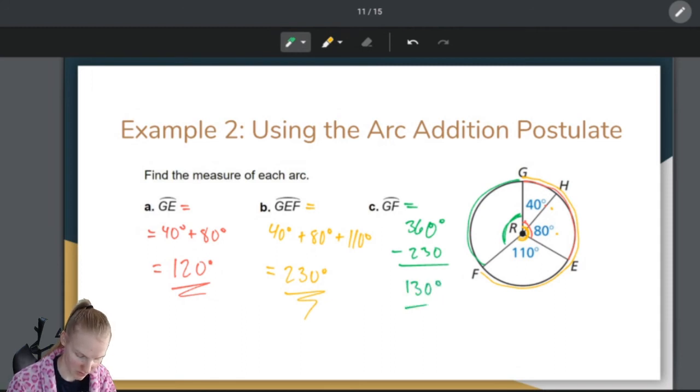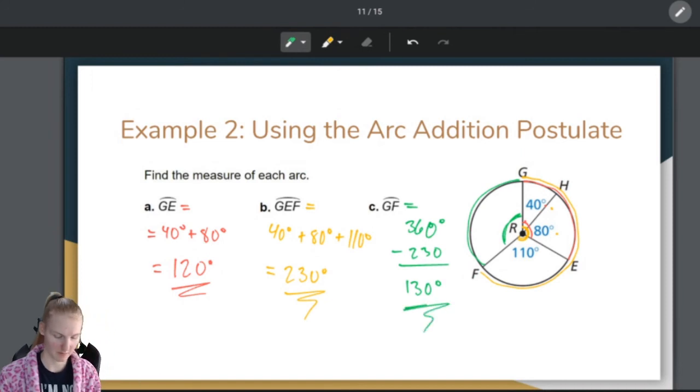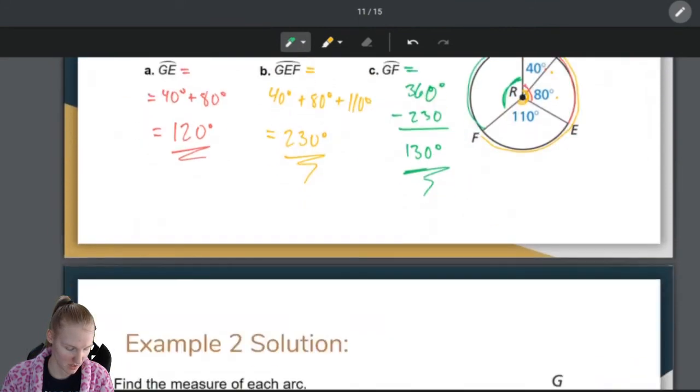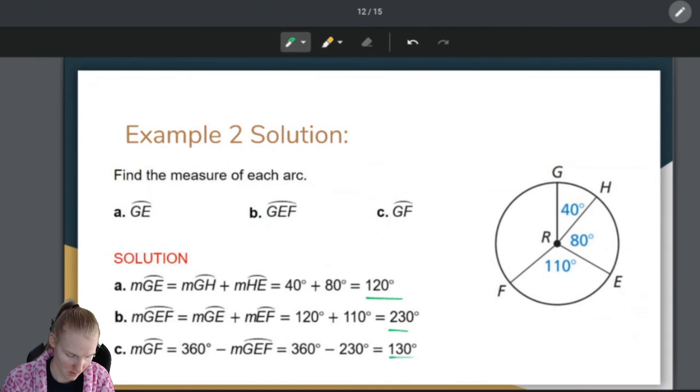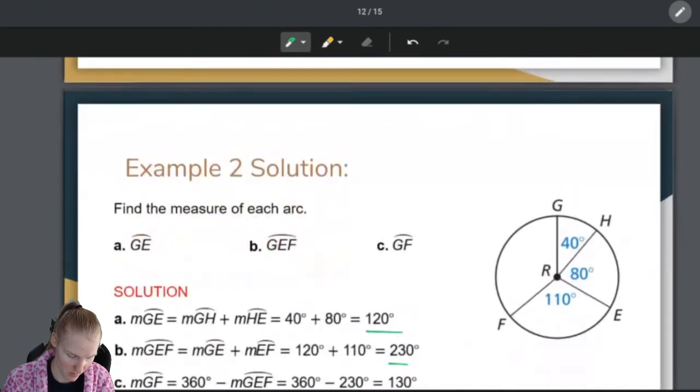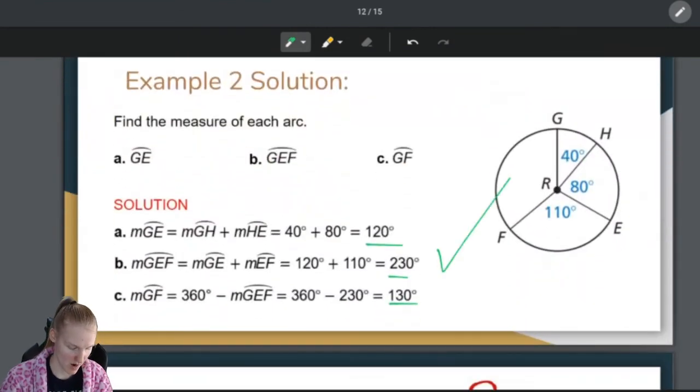Let's stay consistent. We were doing underlining. We should keep underlining. Alrighty. And there you have it. Adding up little chunks to find the total chunk. Sounds good to me. Let's check and make sure we were right. 120, 230, and 130. Boom, we were correct.